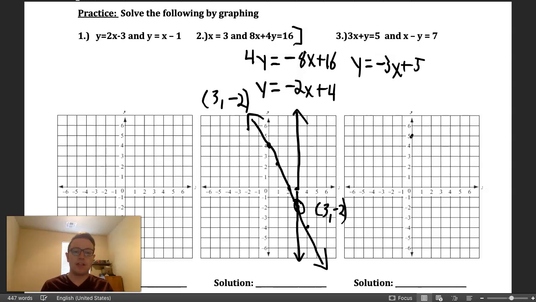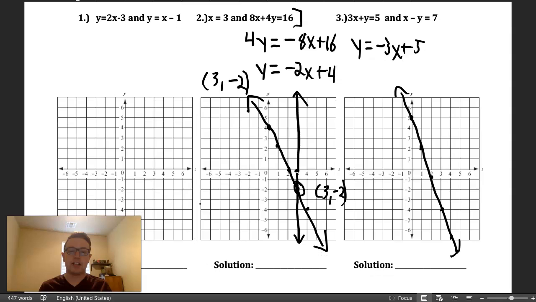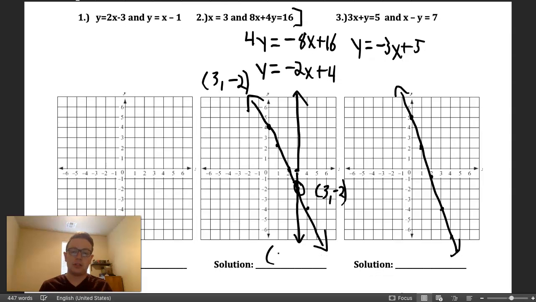So we're going to go to 5. We're going to go down 3 over 1, down 3 over 1. We're going to keep doing this until we have enough points to accurately describe this line. Then we're going to draw the line, just so we have a solution area underneath. So our solution for this one will be 3, minus 2. We're going to write our solutions as ordered pairs.